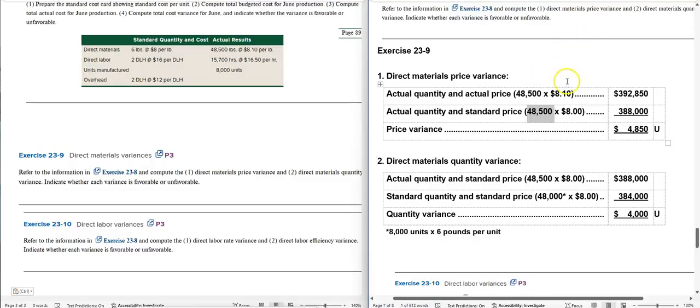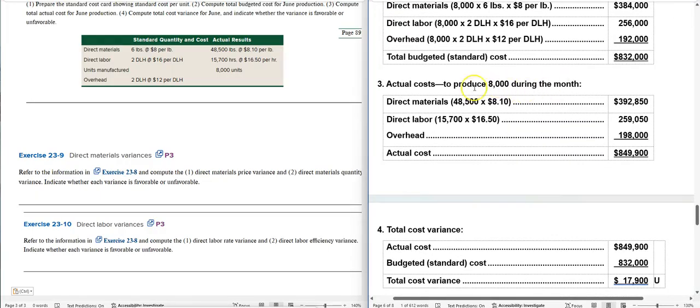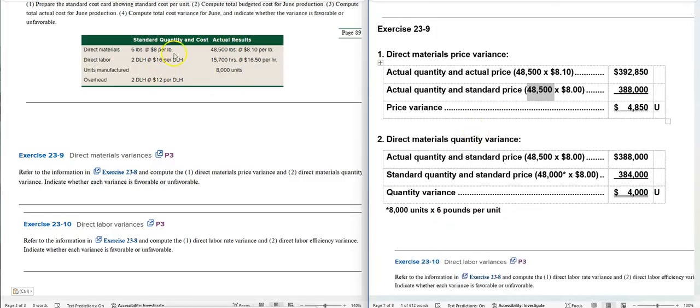So again, using our information above, our actual quantity of materials was 48.5 at the actual price of 8.10. Our actual quantity of 48.5 at a standard of $8 per unit. Really what we calculated here was the flexible budget, right? Actual quantity at the standard or budgeted price. The dollar difference between these two is $4,850.